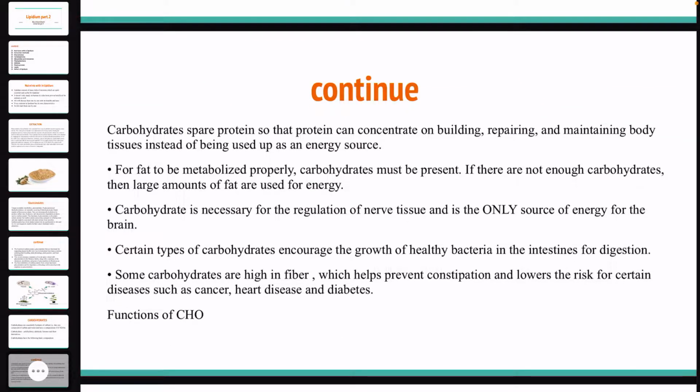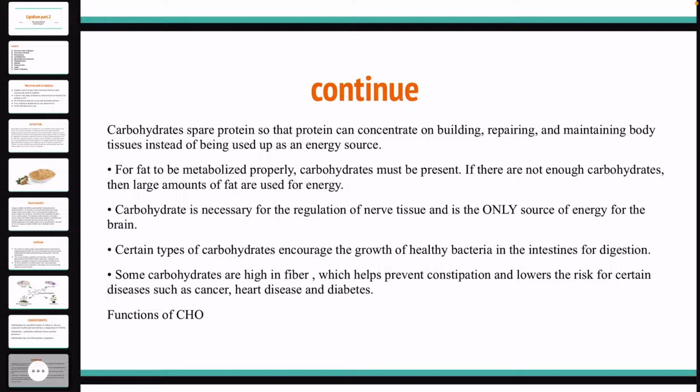Carbohydrates spare protein, so that protein can concentrate on building, repairing, and maintaining body tissues instead of being used as an energy source. For fat to be metabolized properly, carbohydrate must be present. If there are not enough carbohydrates, then large amounts of fat are used for energy. Carbohydrates are necessary for regulation of nerve tissues and are the only source of energy for the brain.